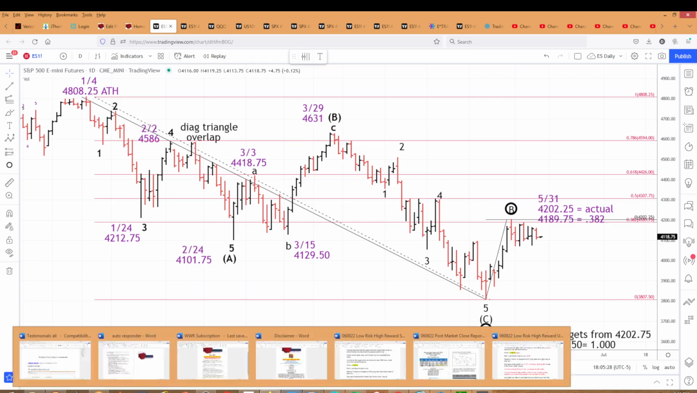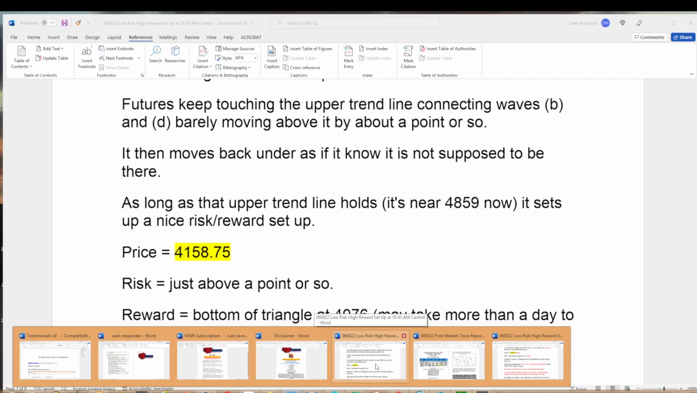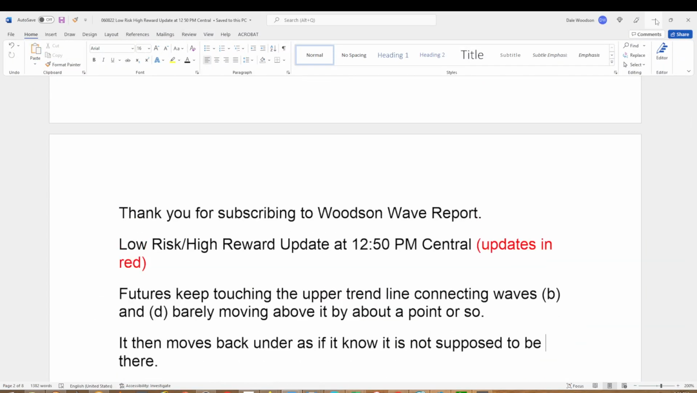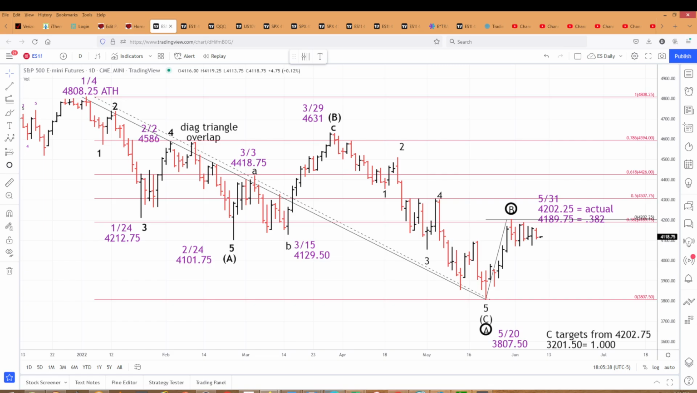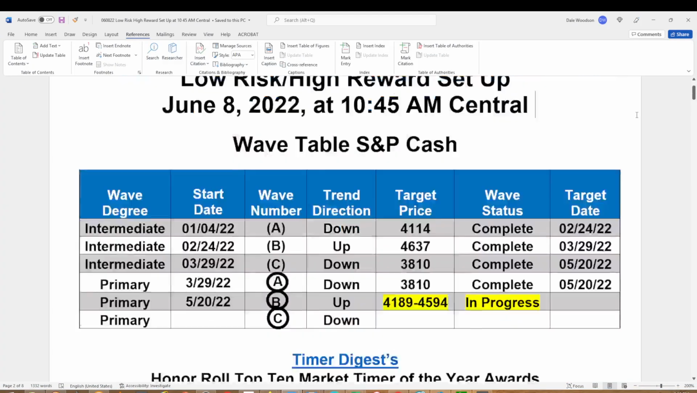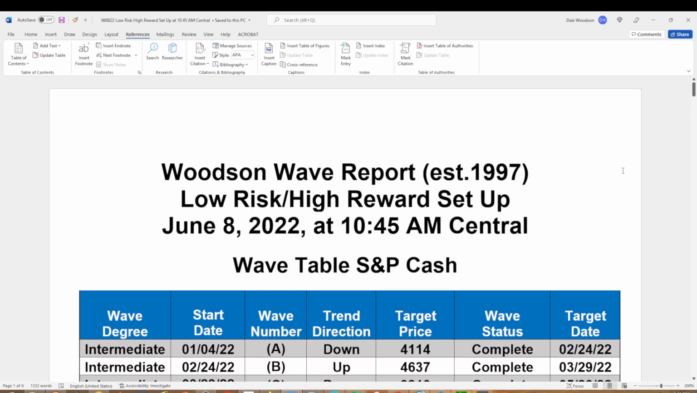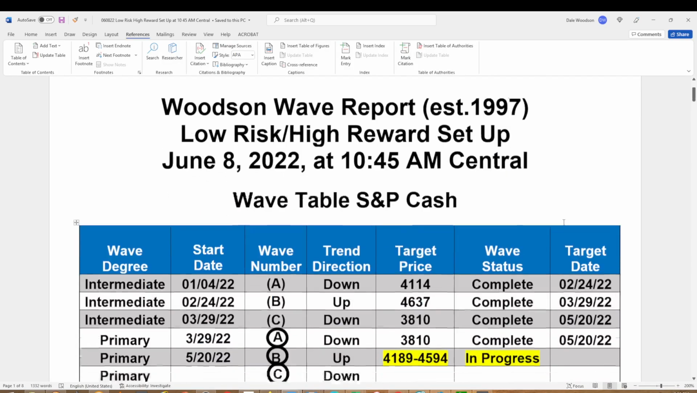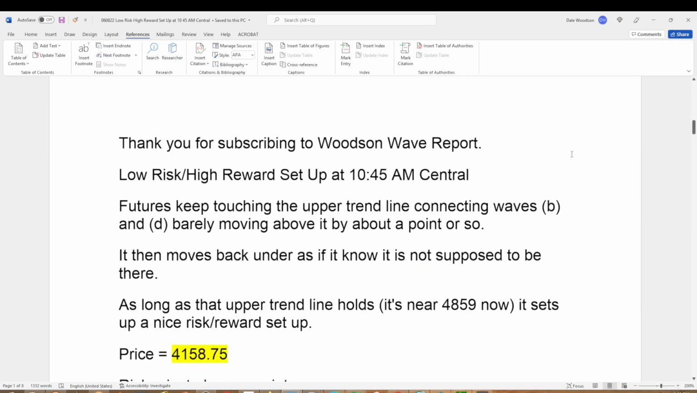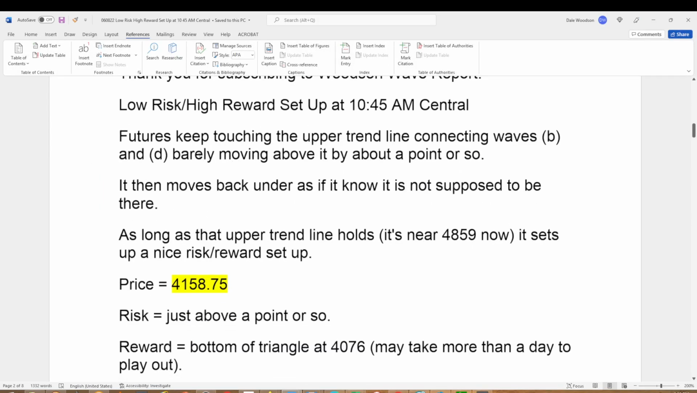I want to show you guys, we showed you a little low risk, high reward scenario before. We want to show you that again. Not this one yet. Bear with me a second while I pull this up. We put this out at 10:45 a.m. Central. Low risk, high reward setup. Here we go. You can see there, set up at 10:45.